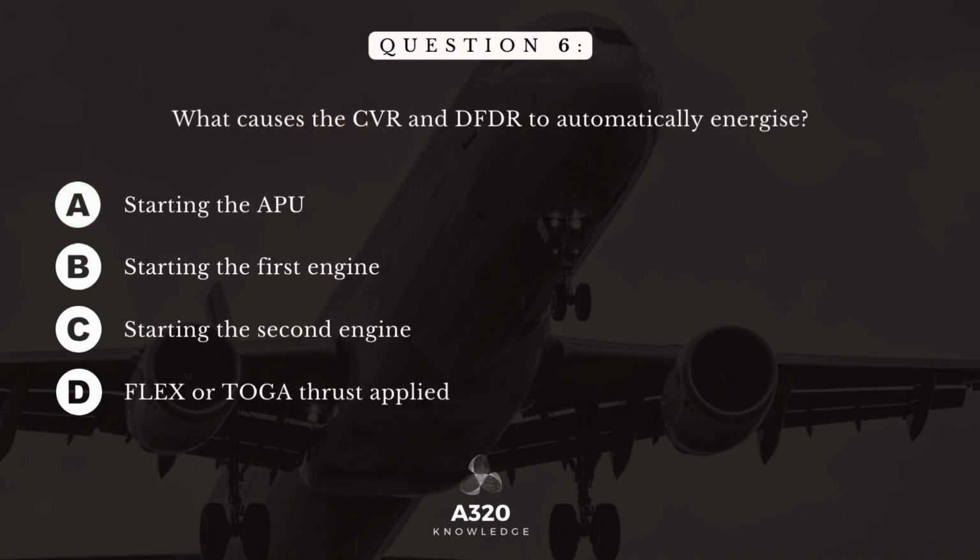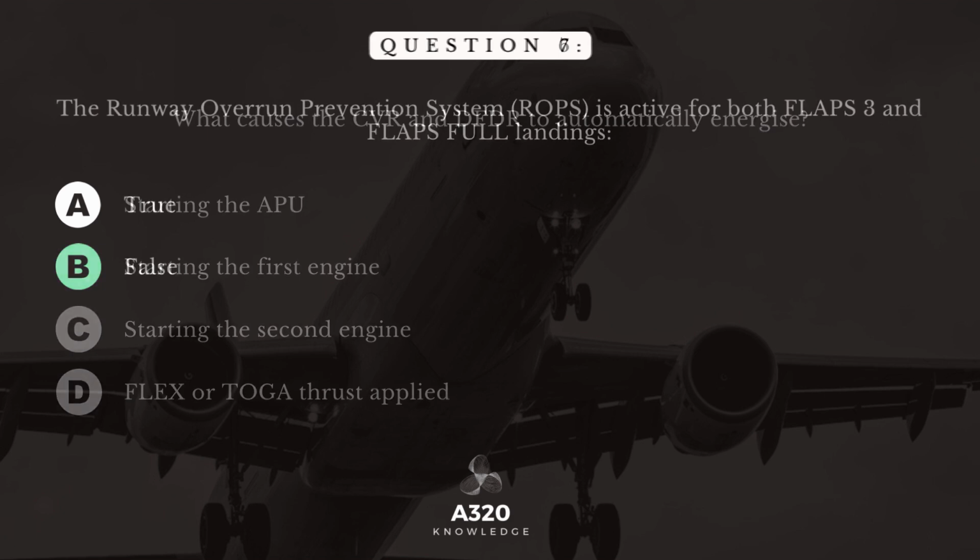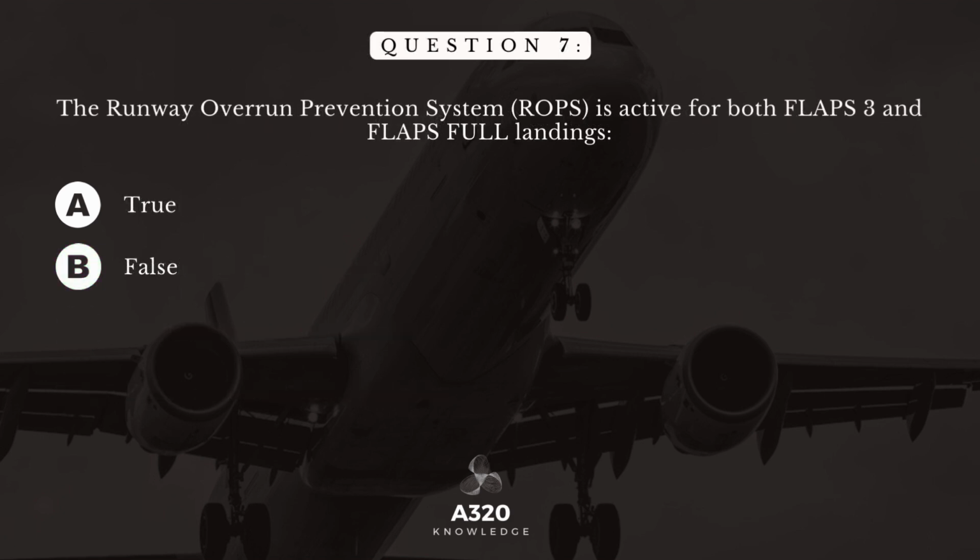Question 6. What causes the CVR and DFDR to automatically energize? The answer is starting the first engine. Question 7. The runway overrun prevention system is active for both flaps 3 and flaps full landings. The answer is true.